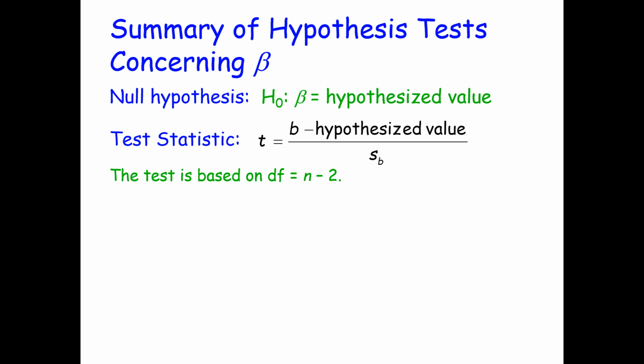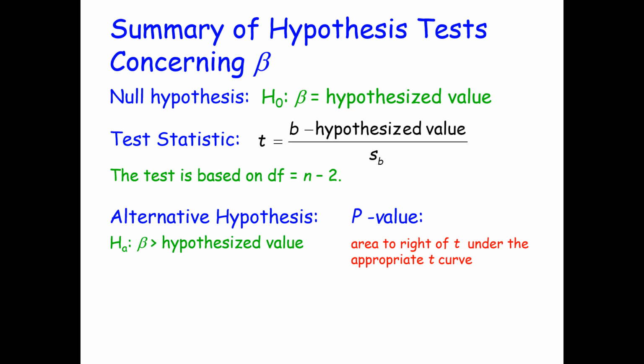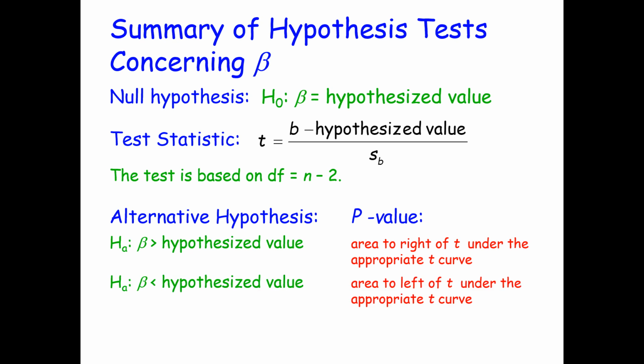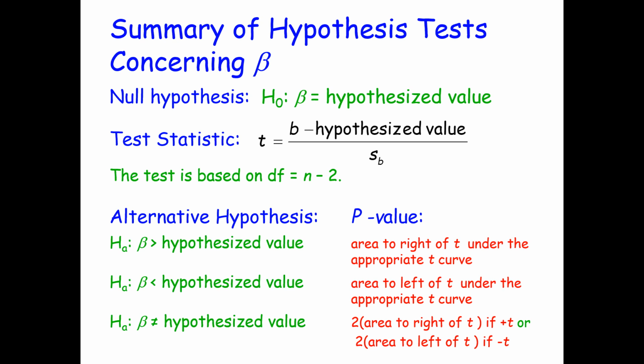Now our alternative hypothesis is going to be that our beta is greater than the hypothesized value. When that happens, the p-value is going to be the area to the right of t under the appropriate t-curve. If our alternative hypothesis, though, is that beta is less than the hypothesized value, then our p-value would be the area to the left of t under the appropriate t-curve. And finally, if our alternative hypothesis was that beta didn't equal the hypothesized value, then we'd take 2 times the area to the right of t if we had a positive t, or 2 times the area to the left of t if we had a negative t.